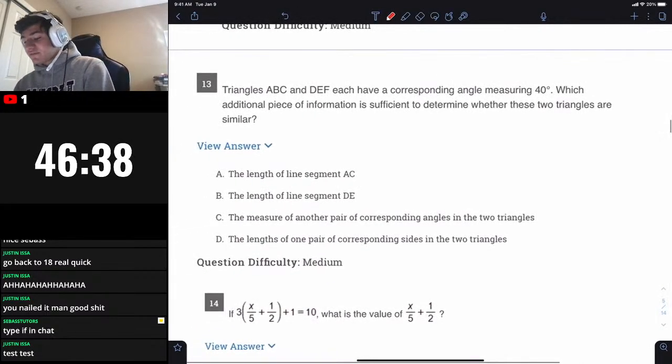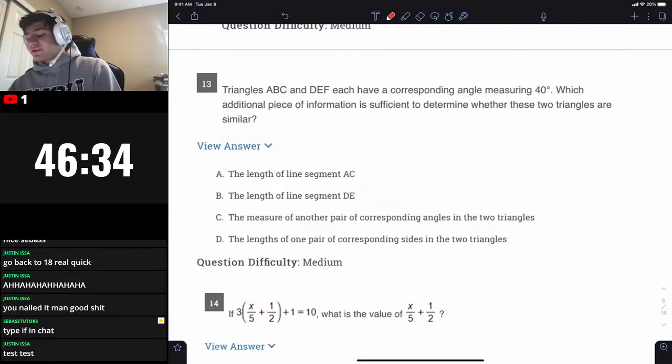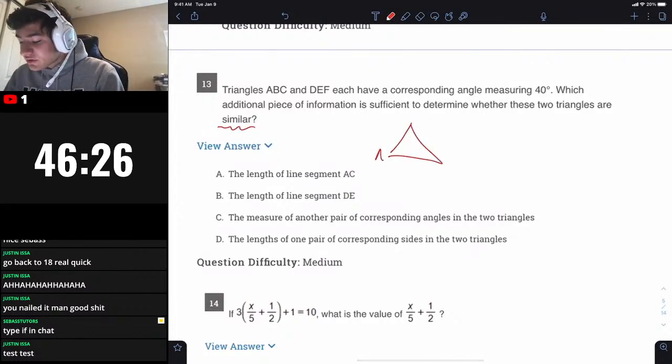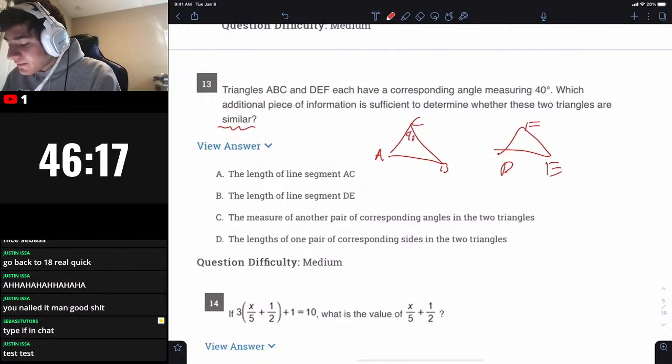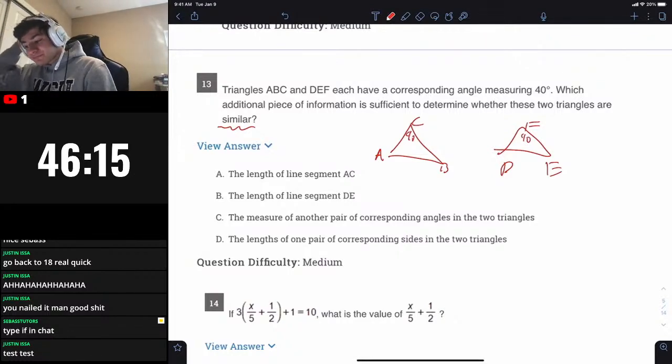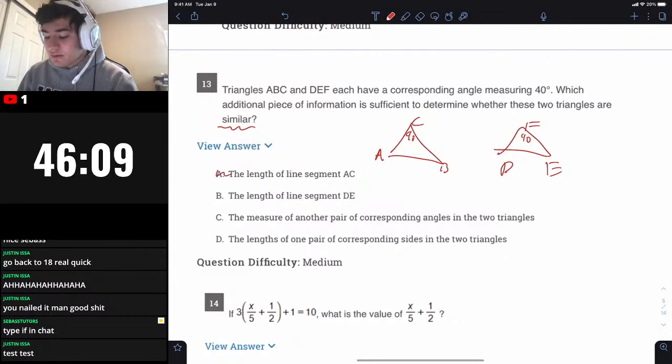Triangles ABC and DEF each have a corresponding angle measuring 40 degrees. Which additional piece of information is sufficient to determine whether these two triangles are similar? Okay, so let's draw ABC. Let's just call this ABC. And let's draw DEF. Cool. So they each have some angle that's like this, 40. Which additional piece? Okay. The length of line segment AC would do nothing.